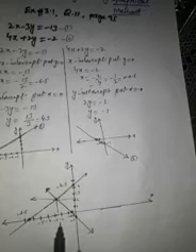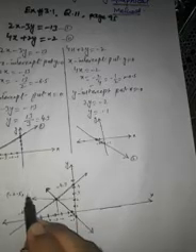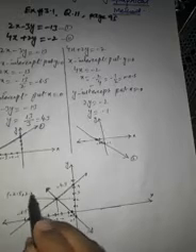Here the value of this point along the x-axis, let's say, is minus 2.5, and along the y-axis it is equal to 2 point something, let's say 2.2. This is the way you adopt to find the solution by using the graphical method.